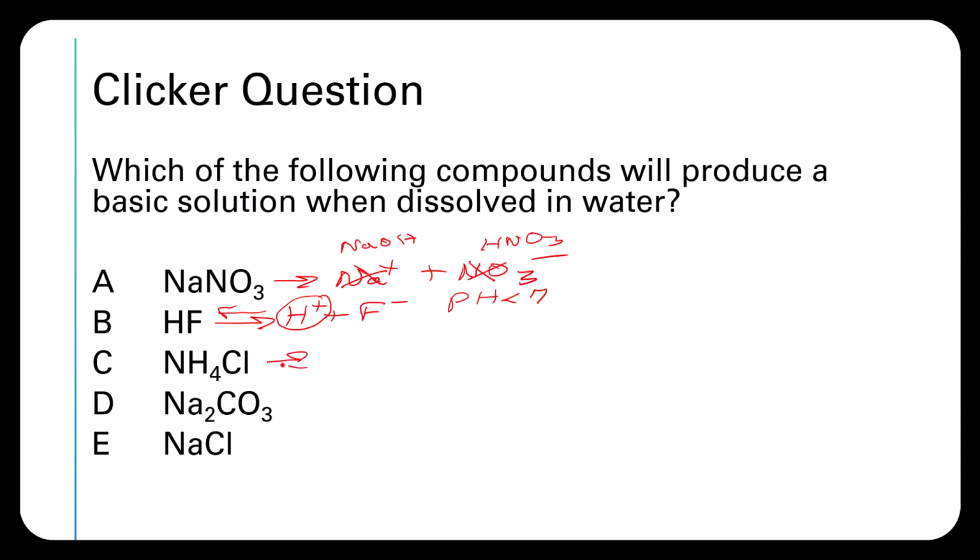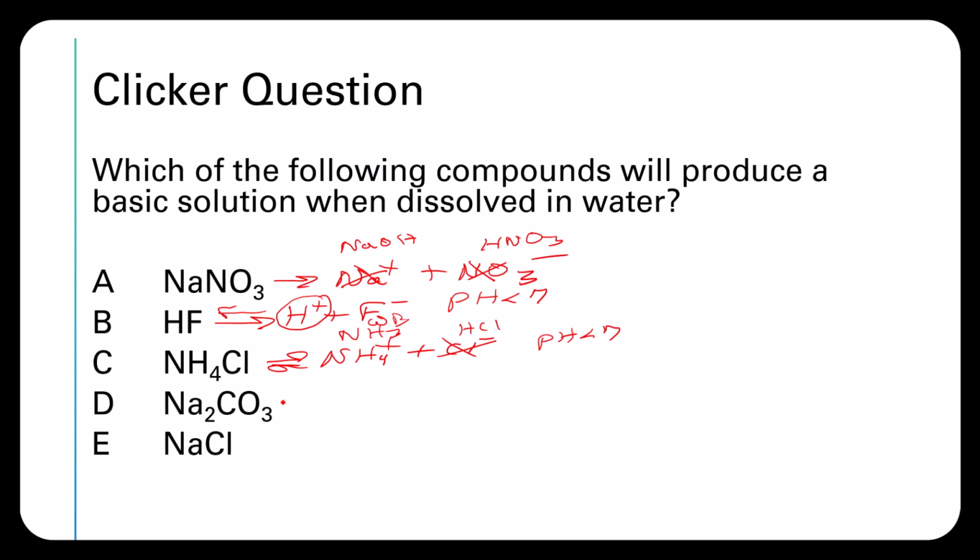This is also going to dissociate NH4 plus. We get Cl minus. We look at the chloride ion. It is the conjugate base of the strong acid HCl, so it is neutral. We look at the cation. It is the conjugate acid of NH3, which is a weak base, and so this is going to be weakly acidic. This will have a pH that's just a little bit less than 7.